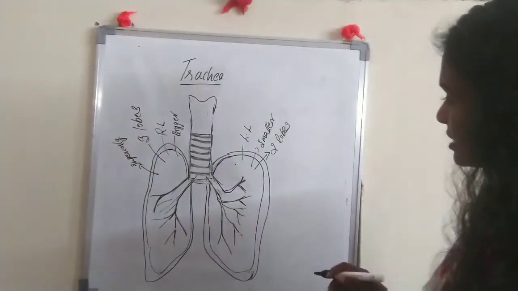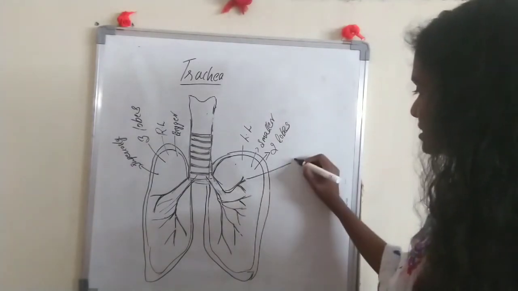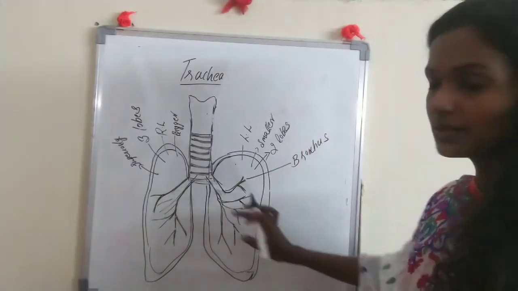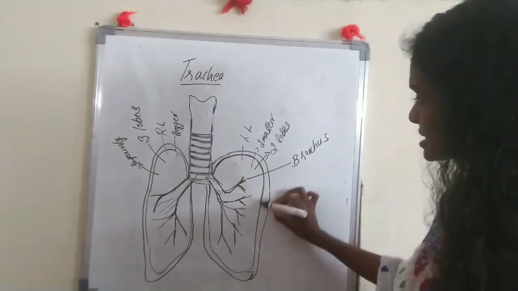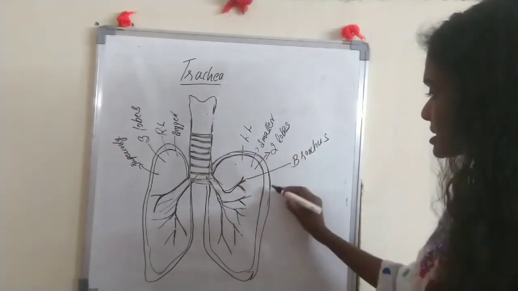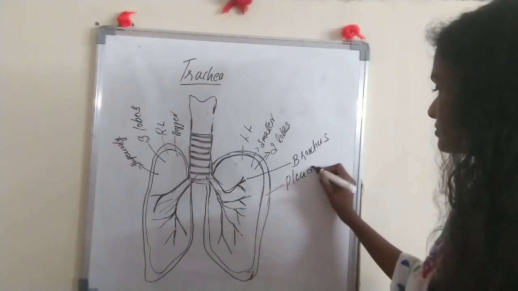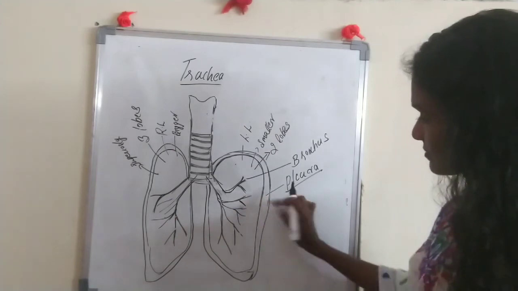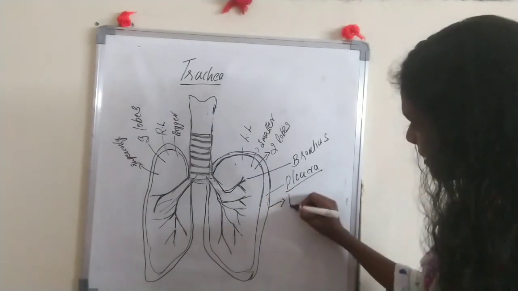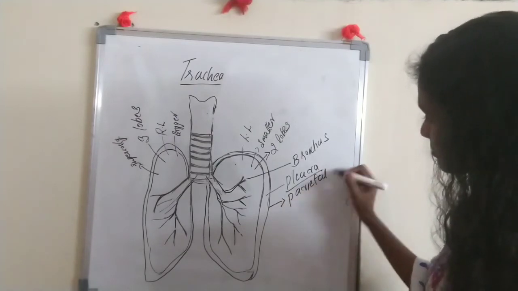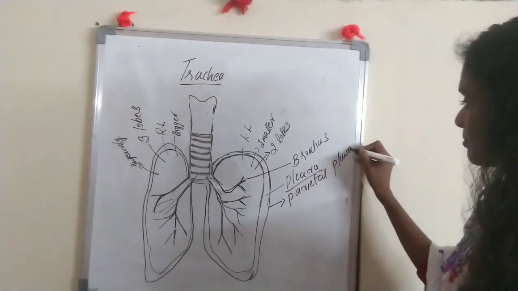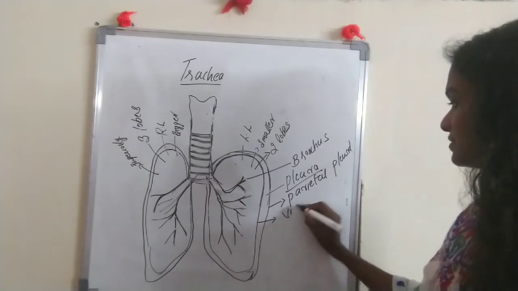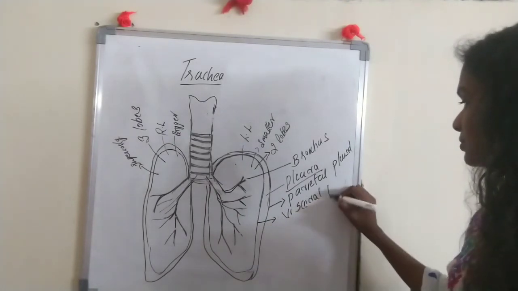Okay, and another thing, you can see the branches here, that is known as bronchus. Bronchus. Okay, and the lungs are covered by a serous membrane. Okay, this serous membrane is known as pleura. What is that? Pleura. Okay, and this pleura has two parts. Okay, first is the outside, that is known as parietal pleura. Okay, parietal pleura, and the inner covering is known as visceral pleura.